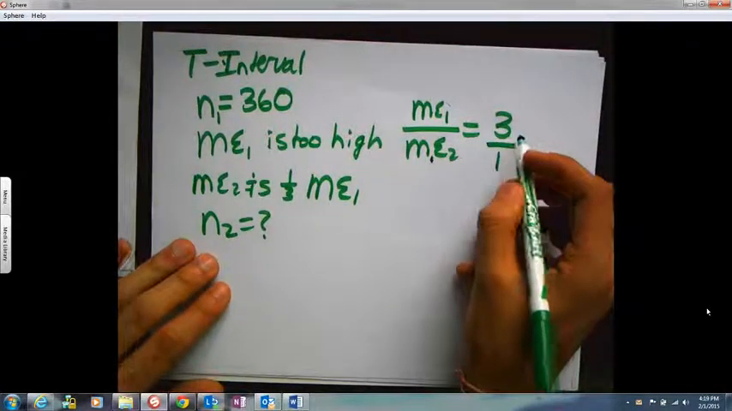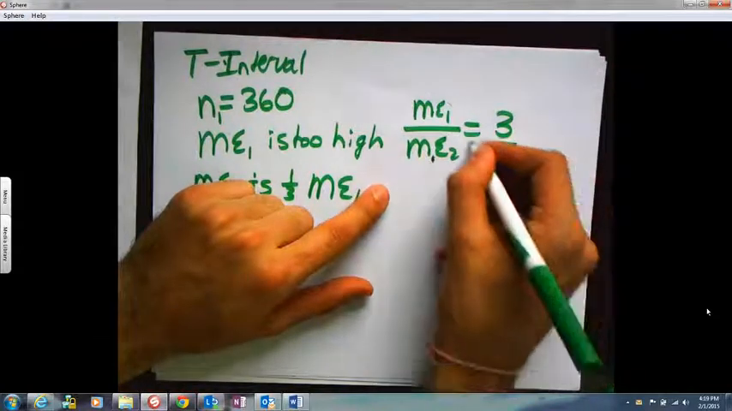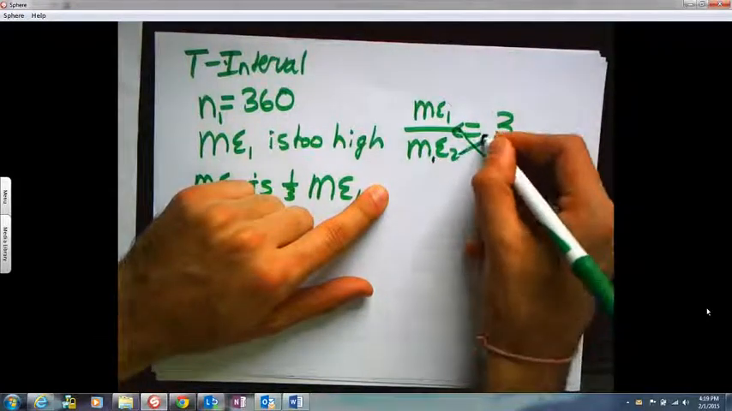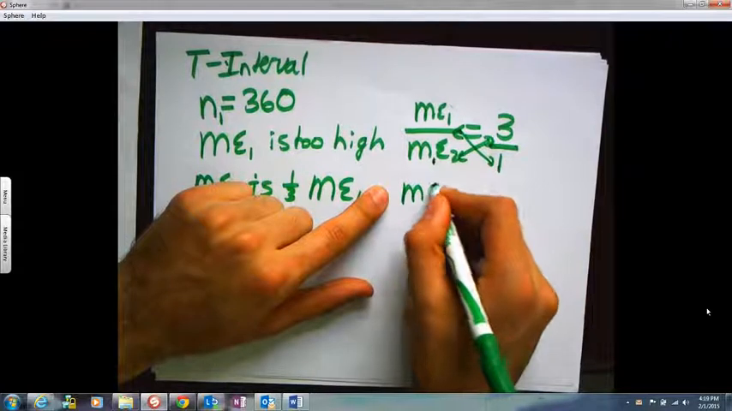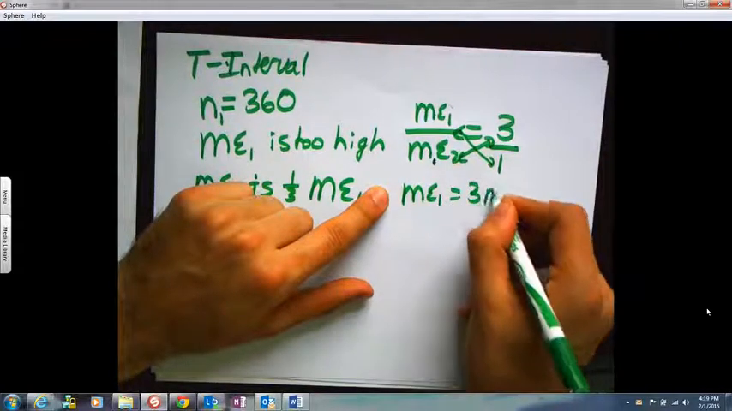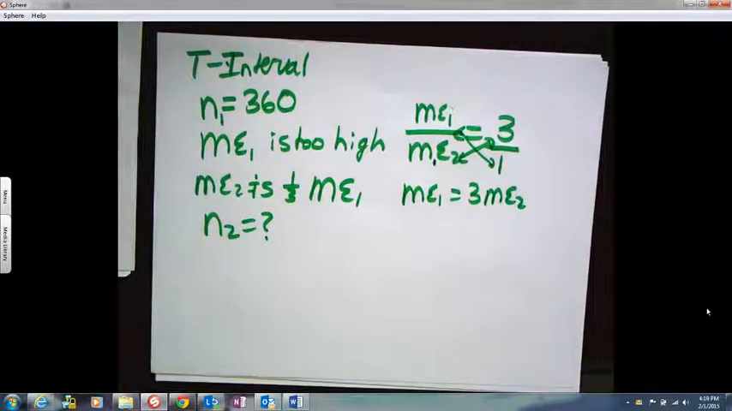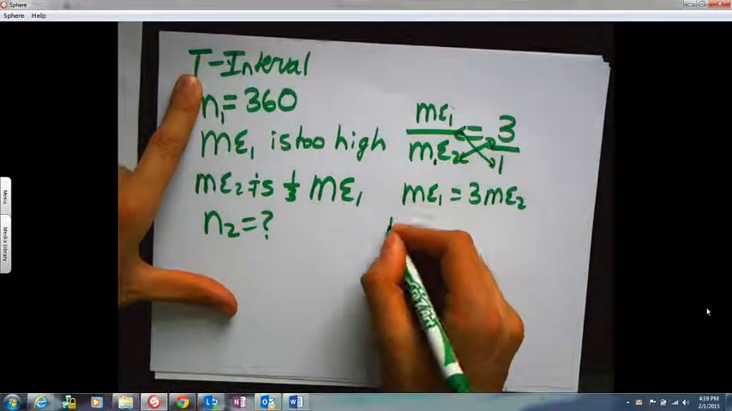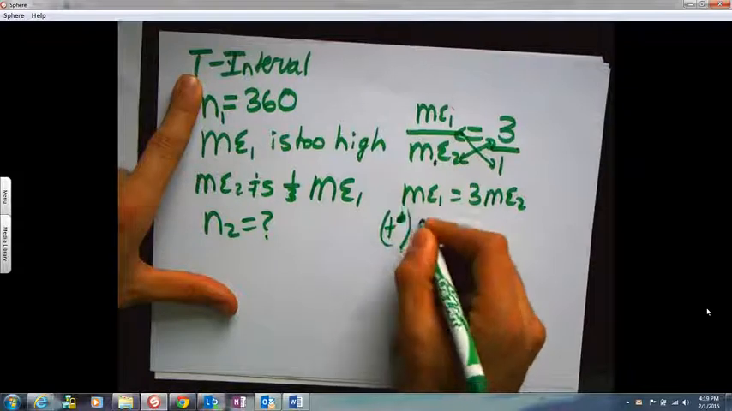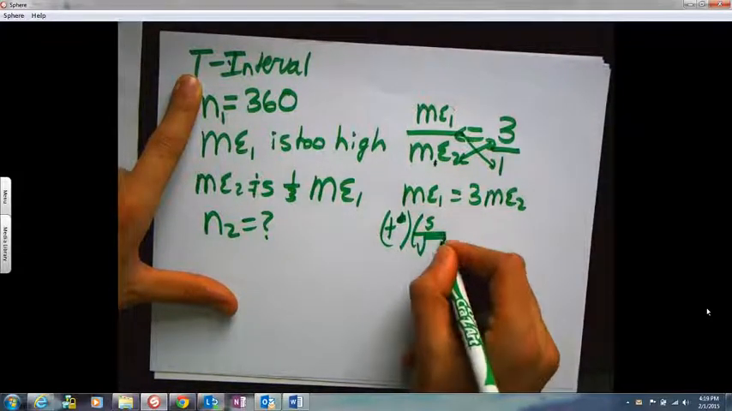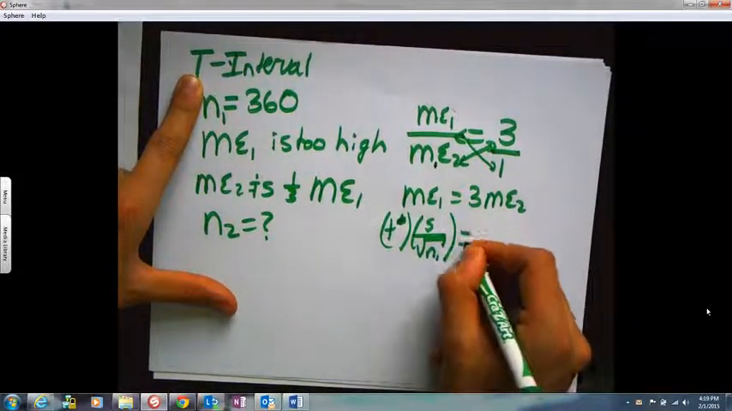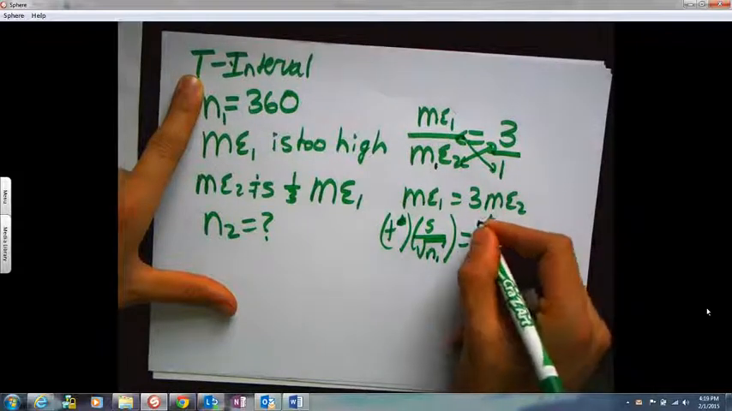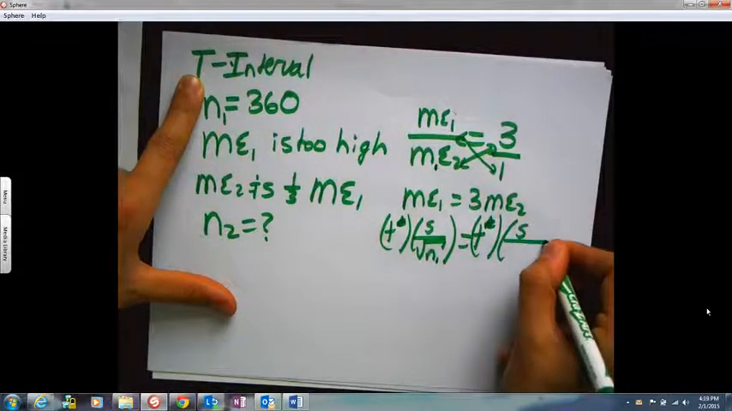Remember, any fraction can be a number over 1. So if we have a fraction equal to a fraction, we're going to cross multiply. And we have ME1 equals 3 times ME2. Now, what are the formulas for the margin of error? Well, because it's a t interval, it's the critical value times s over the square root of n1, and that needs to equal 3 times the critical value times s over the square root of n2.